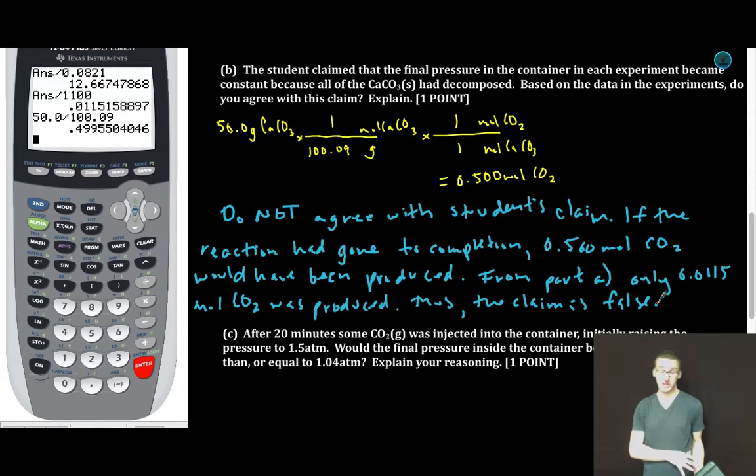Now, you could also answer this question simply by realizing that the final pressure in both experiments, despite starting with different amounts of calcium carbonate, is the same. Therefore, we must reach some sort of equilibrium, and not all of the calcium carbonate is used up. Either way, just be sure to answer and explain.